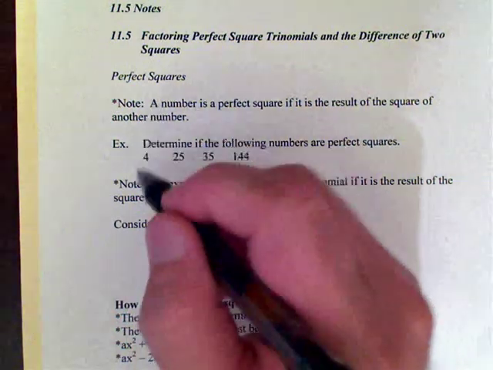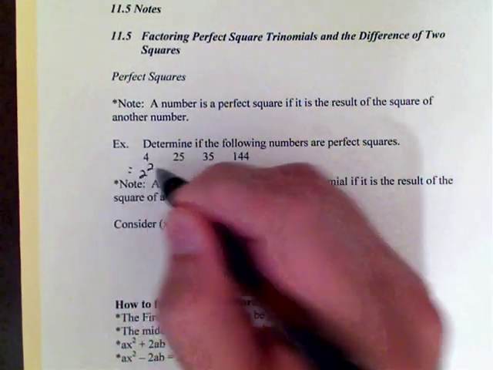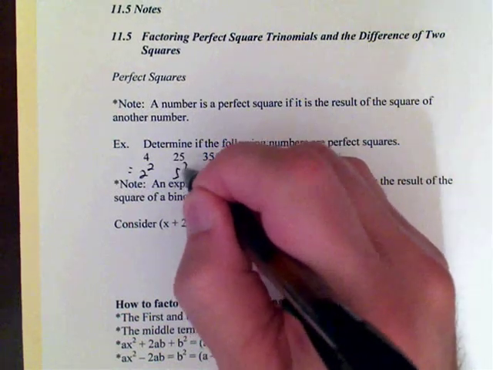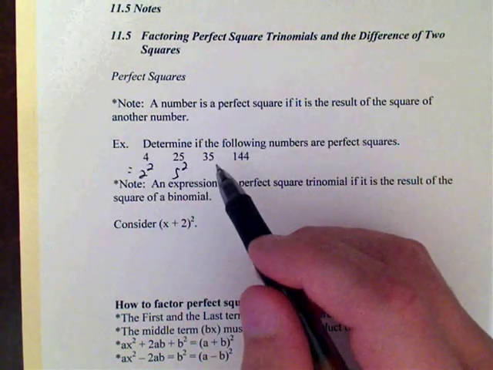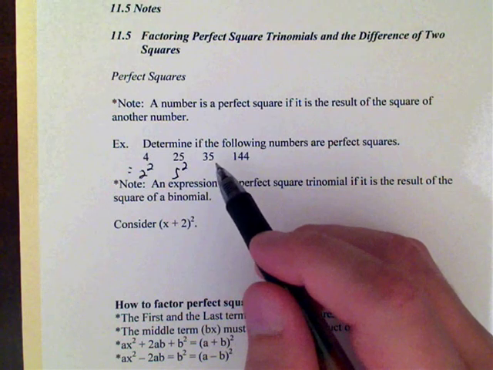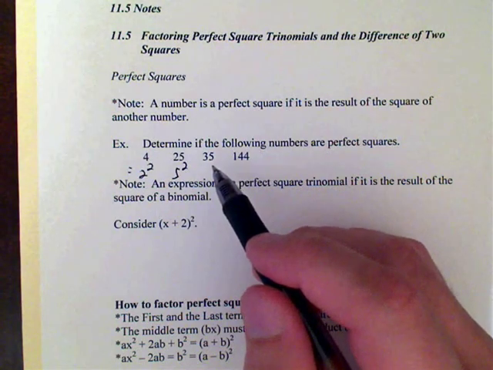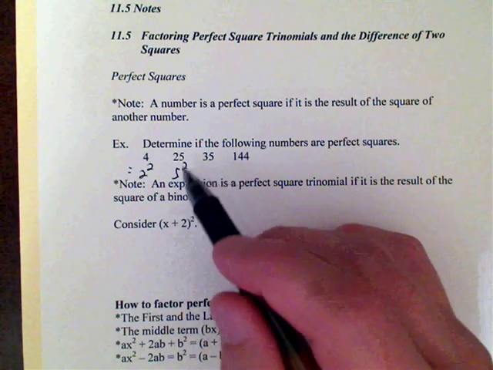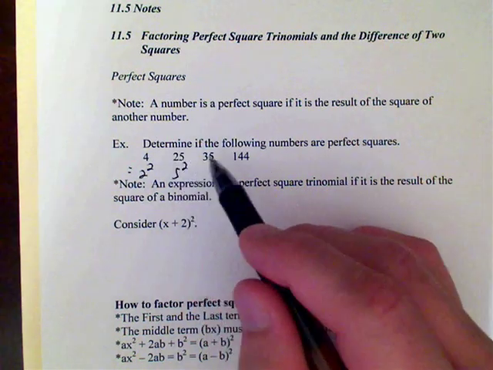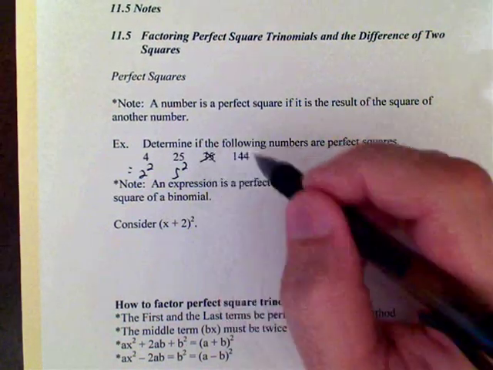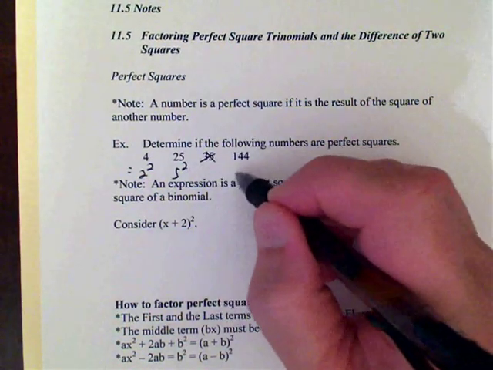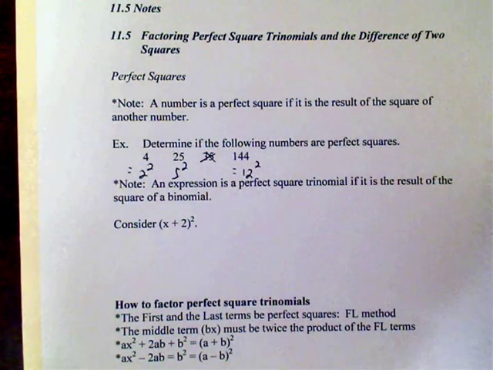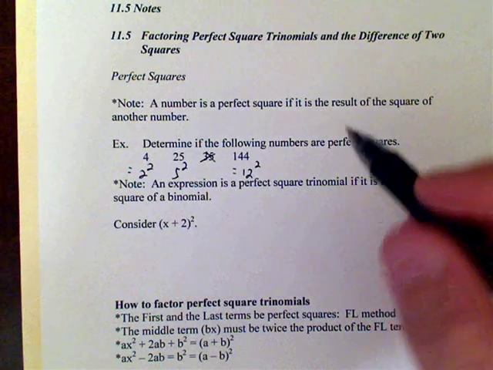4 is a perfect square because it's the same as 2 squared. 25 is a perfect square because it's 5 squared. 35 isn't, because there isn't a whole number such that when you square it, you get 35. You can think about it: 3 squared is 9, 4 squared is 16, 5 squared is 25, 6 squared is 36. 35 isn't one. 144 is. It's the square of 12.